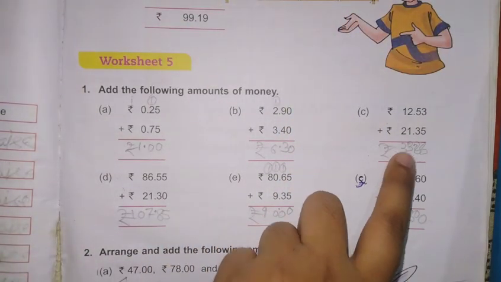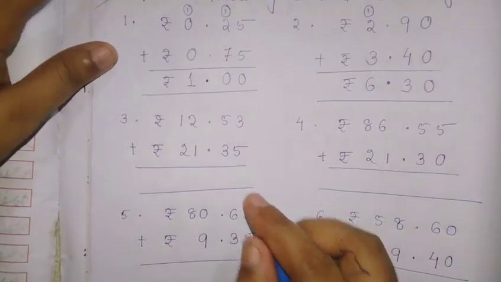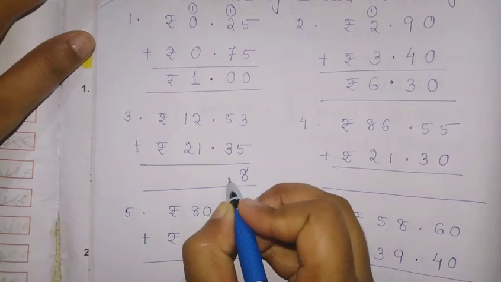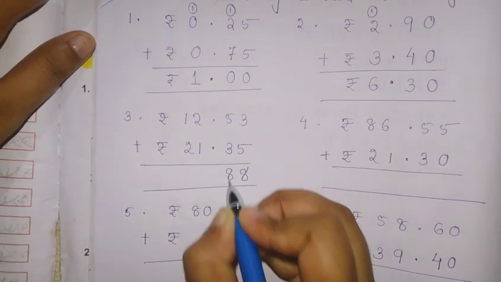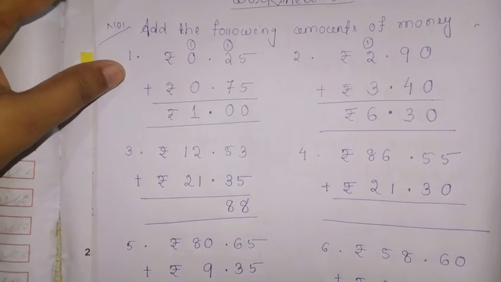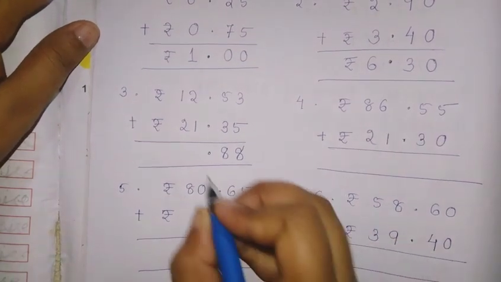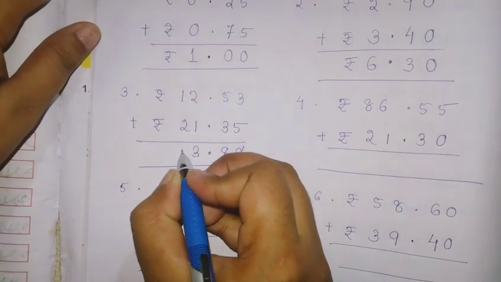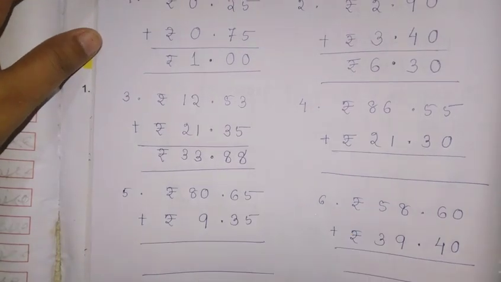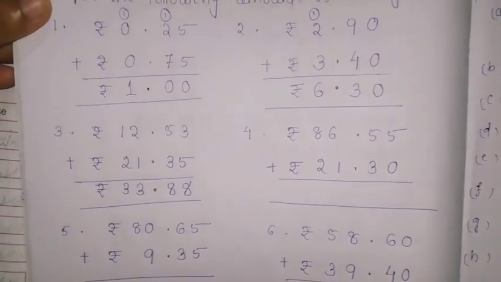12 rupees 53 paise plus 21 rupees 35 paise. Now we add this number. 3 plus 5 equal 8. Then 5 plus 3, 8. Then the dot remains in the same column in addition. So we put dot. Then 2 plus 1, 3. Then 2 plus 1, 3. 33 rupees 88 paise.